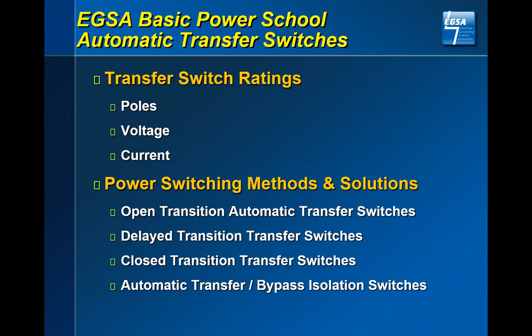Current, obviously, we're going to touch on that, but current is dictated by the upstream overcurrent protection device, whether that be a fuse or whether that be a circuit breaker. If you have an 800 amp circuit breaker, you must have at least an 800 amp transfer switch. I cannot legally put a 600 amp transfer switch labeled that way. I cannot legally put that in the circuit if it is protected by an 800 amp upstream device.